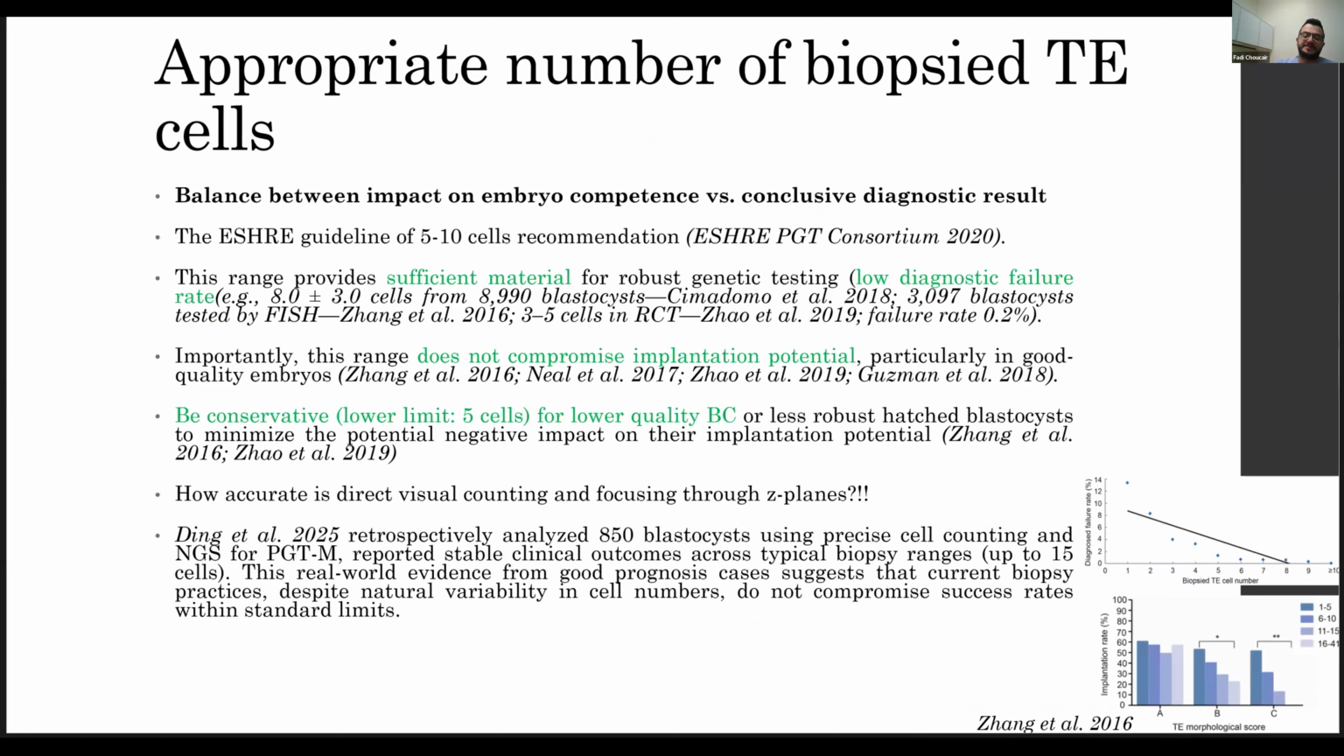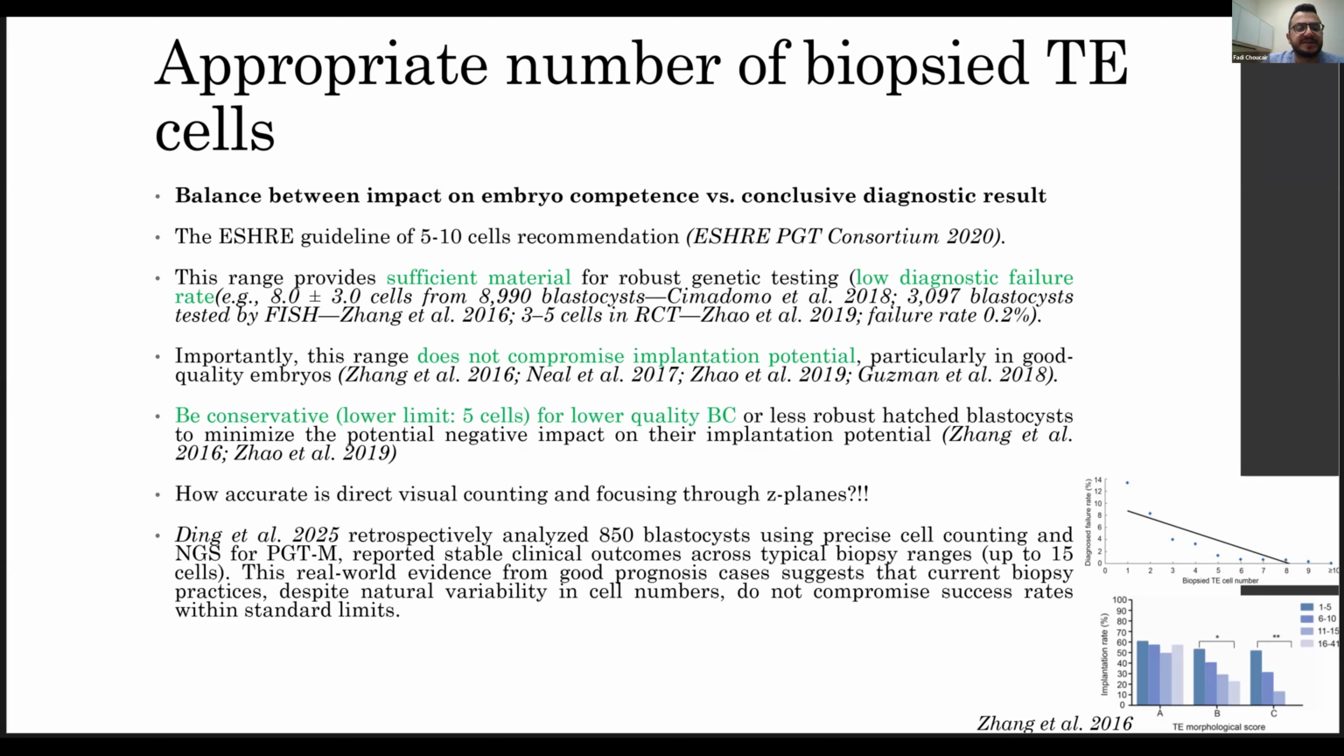So now let's move to the appropriate number. We mentioned the quality and the time of biopsy, but what's the appropriate number of biopsied trophectoderm cells? How many cells do I need to extract? There should always be a balance between the impact on embryo competence and the conclusive diagnostic result. The ESHRE consortium guideline recommends 5 to 10 cells. This range provides sufficient material for robust genetic testing. As we see here in the large data, there are low diagnostic failure rates if we collect 5 to 10 cells.